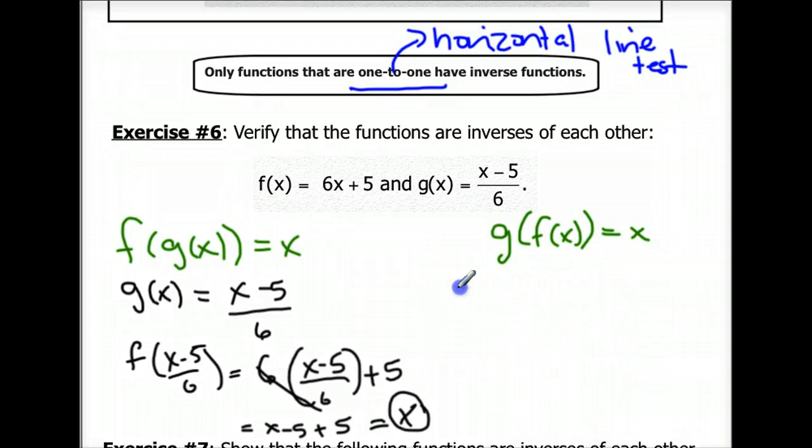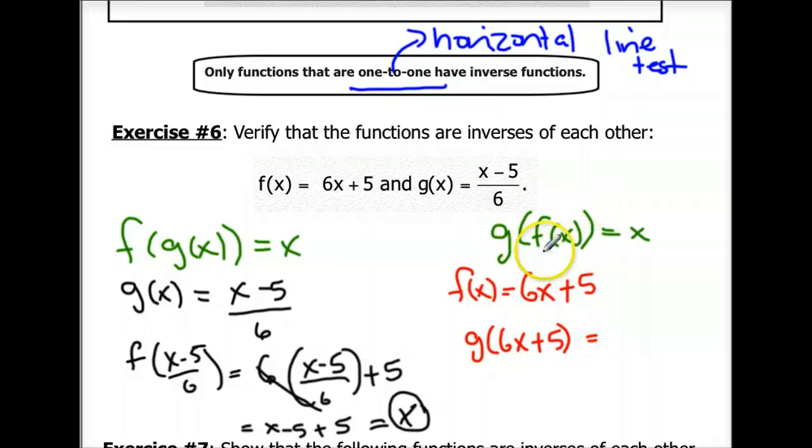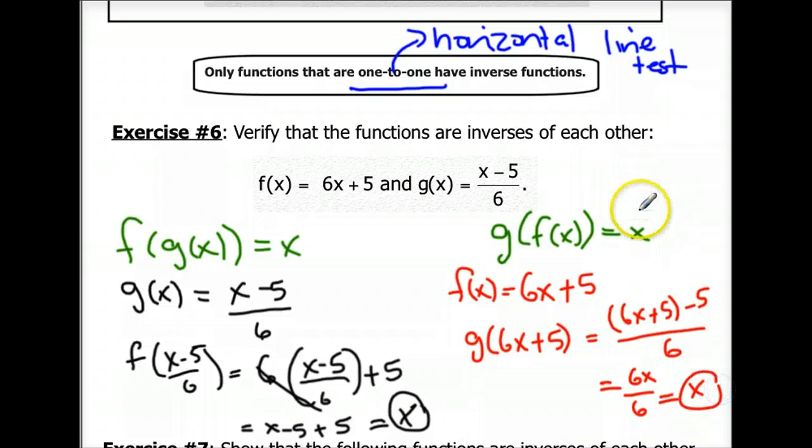Now, I have to do it for the other way. So, f of x, working on the inside of my parentheses, f of x is 6x plus 5, and then I want to find g of 6x plus 5. I did my inside parentheses, and then I went towards the outside. So my parentheses is 6x plus 5, minus 5 is on the outside, over 6. 5 minus 5 I know is 0. I'm left with 6x over 6, which is the same as x, which is what I started with. Correct? Excellent work.